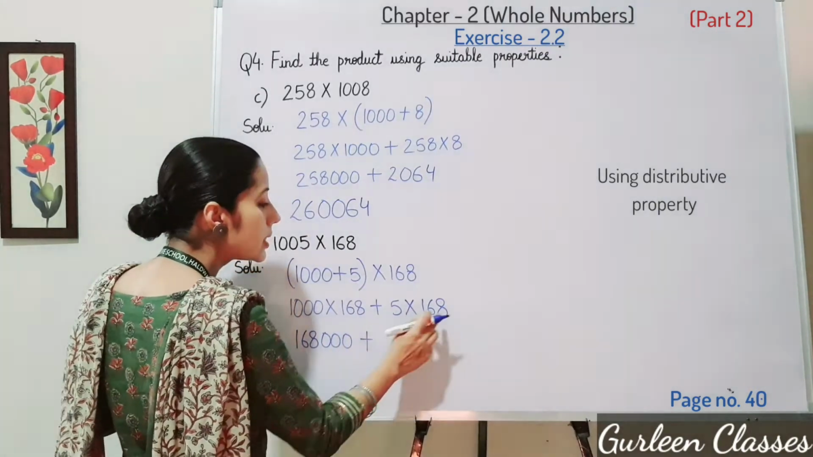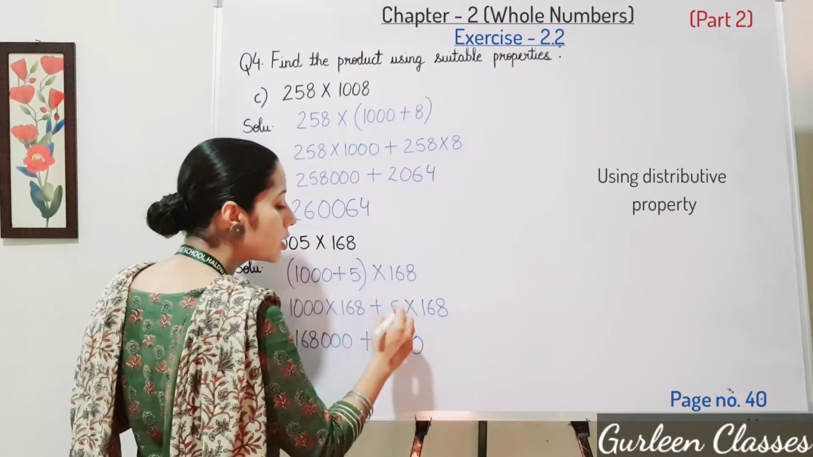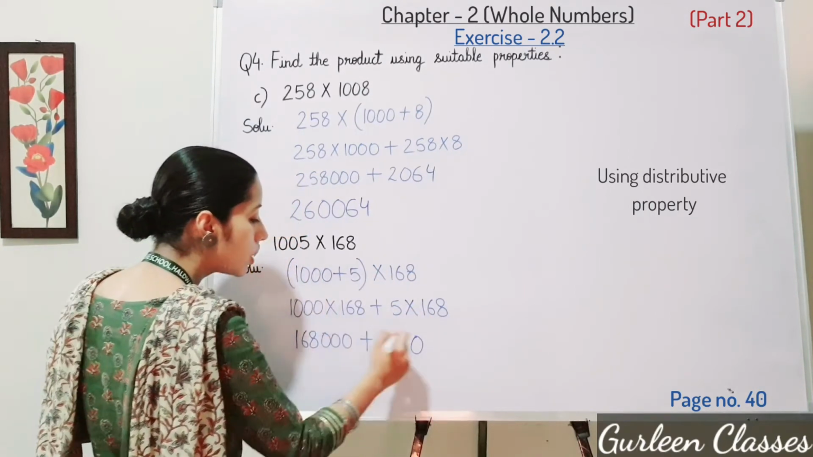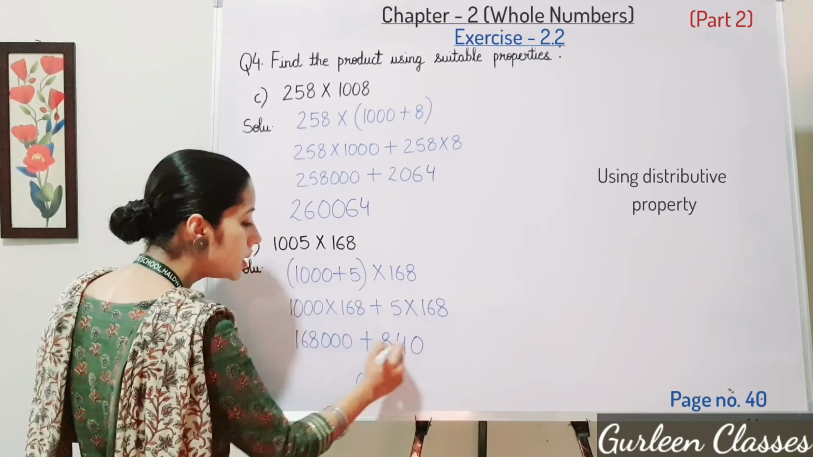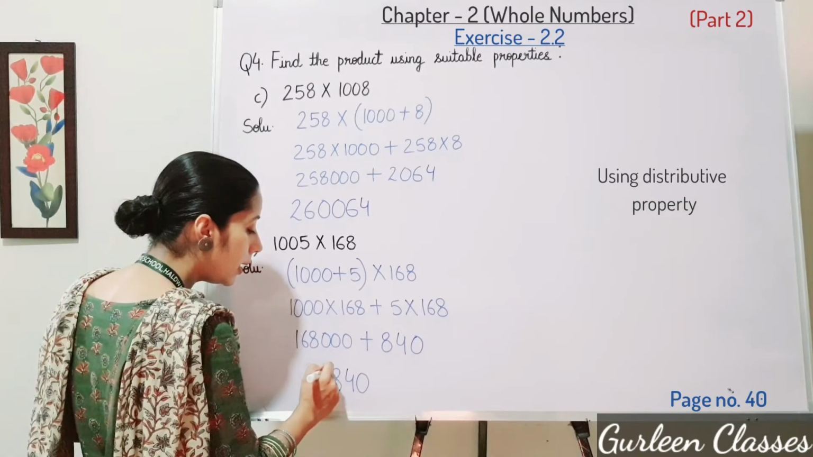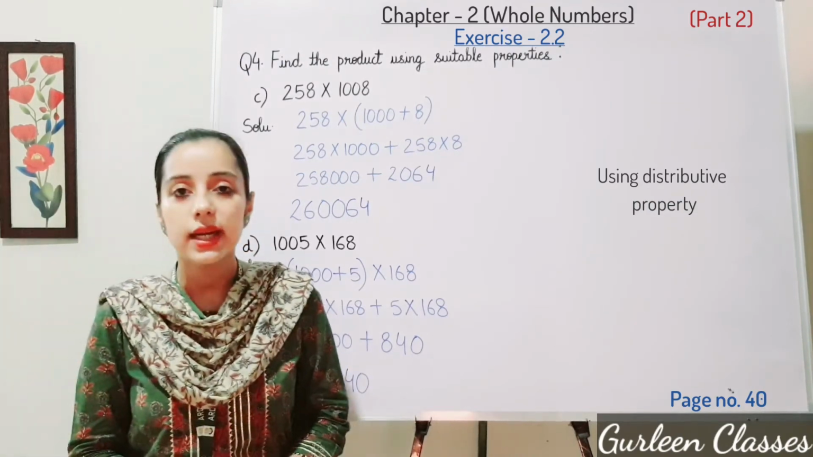So 168000 plus 5 8s are 40. 6 5s are 30 plus 4, 34. 5 1s are 5 plus 3, 8. So now let us add. 0 plus 4, 4. 0 plus 8, 8. Then 8, 6, 1. Answer is coming 168840.